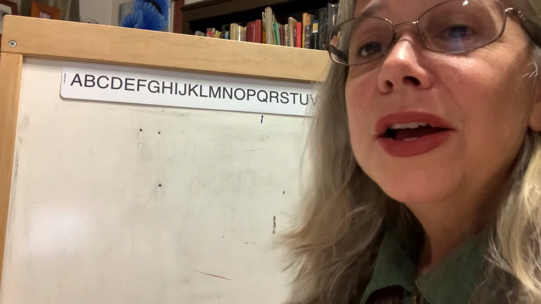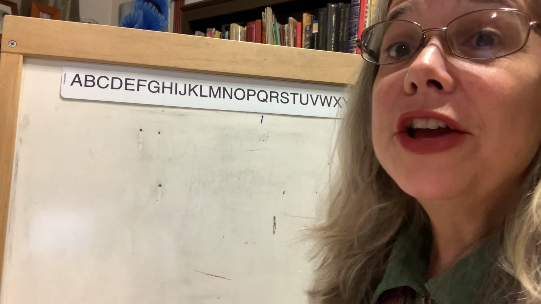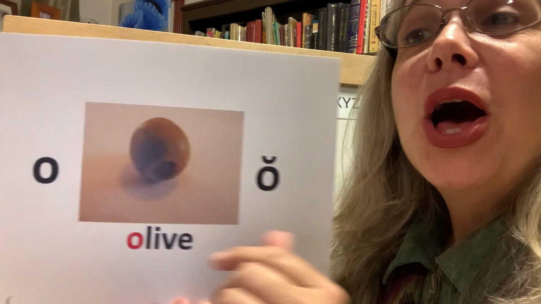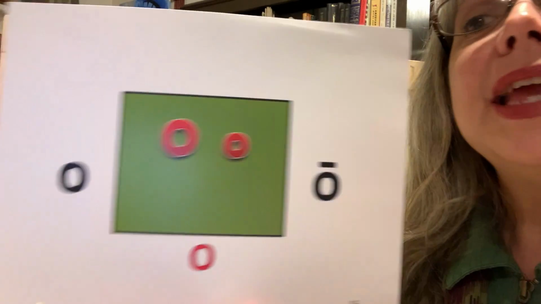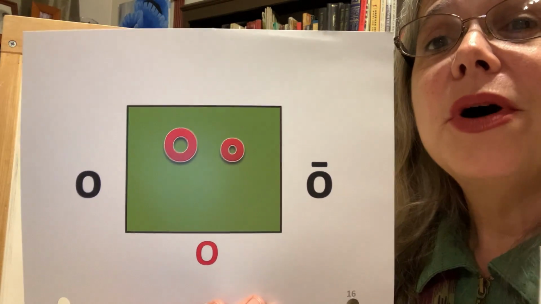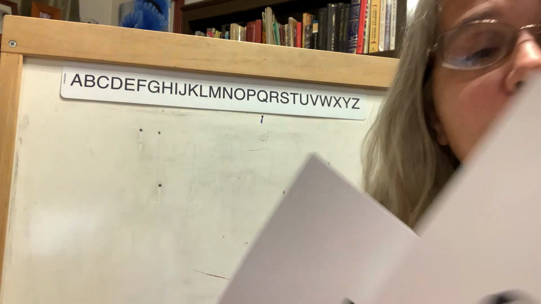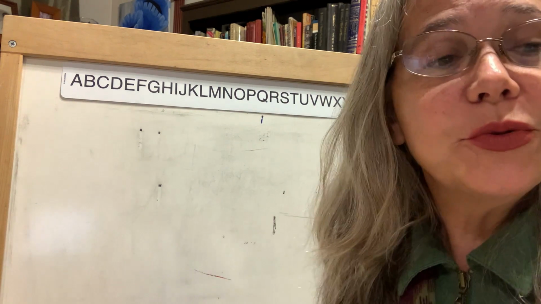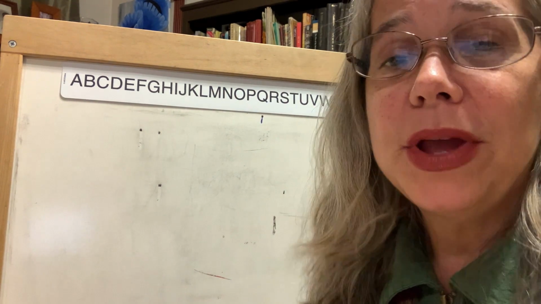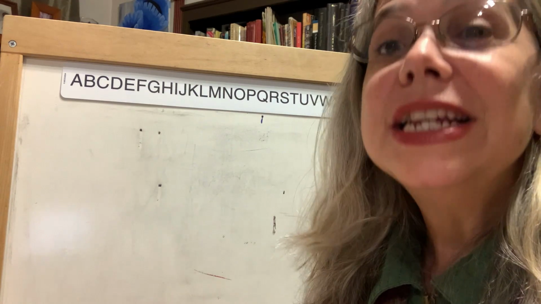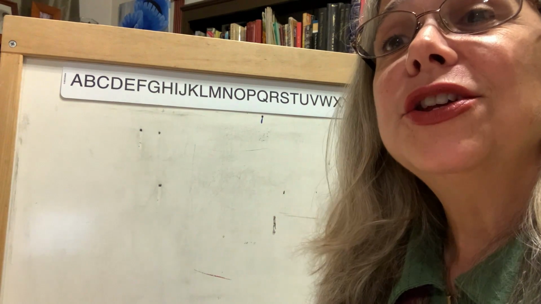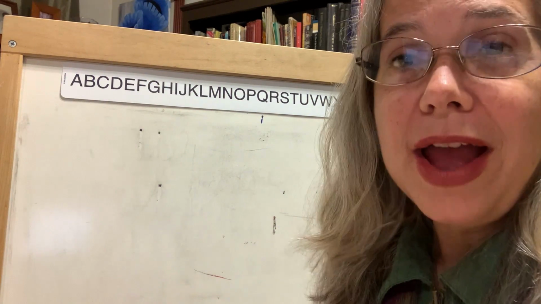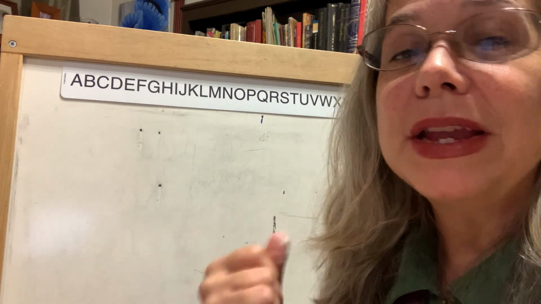Let's review 2 reading cards. We have O, olive, ah, and we have O, O, O. All the words today that we're going to read have the letter O in them. We are going to read 6 words. So take out your paper and your pencil. I want you to write and code these words with me.